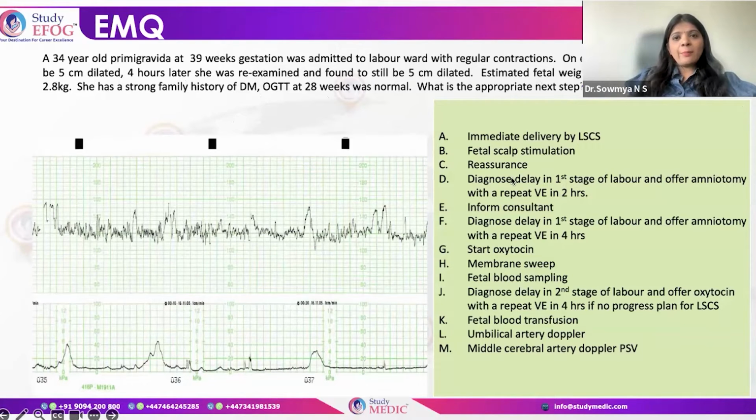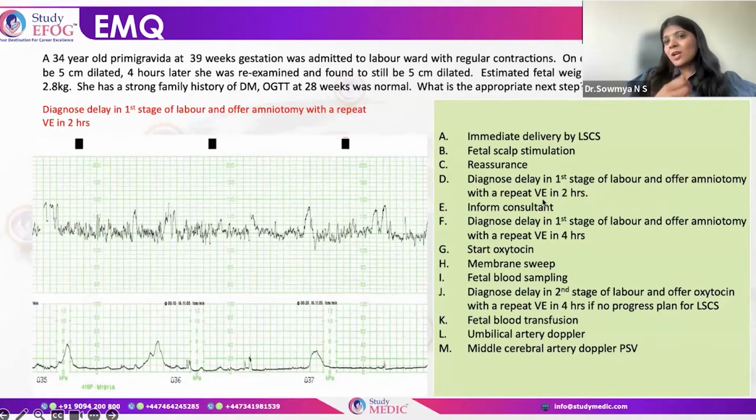So obviously, if the membranes are intact, the first thing I would be doing is amniotomy. And whenever I do an amniotomy, I must make sure to repeat the vaginal examination in 2 hours, unlike oxytocin, which we repeat in 4 hours. So that's the reason I've chosen D instead of F, because amniotomy releases the natural prostaglandins, so I have to look into her earlier than the time which we give for oxytocin. So after amniotomy, it is 2 hours, and after oxytocin, you can examine after 4 hours. Okay.